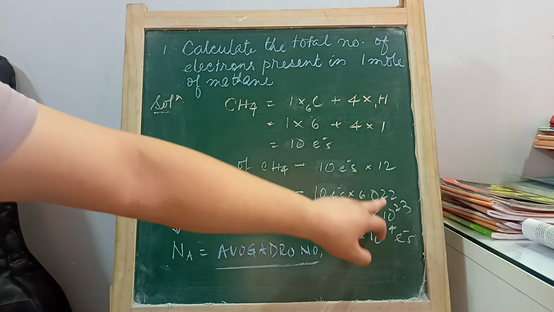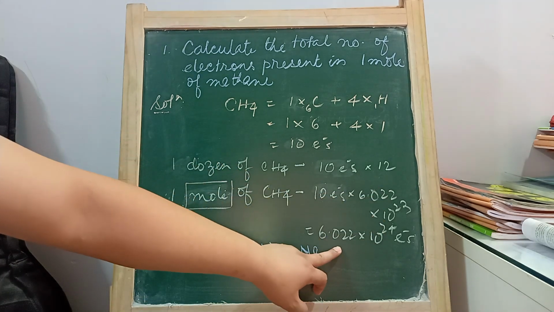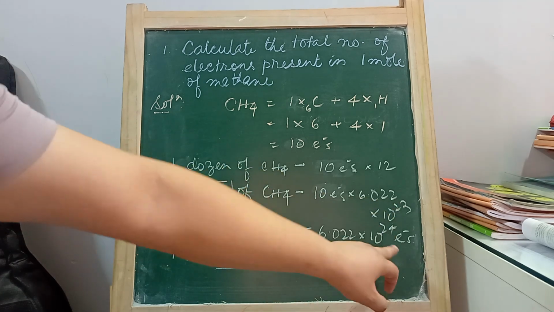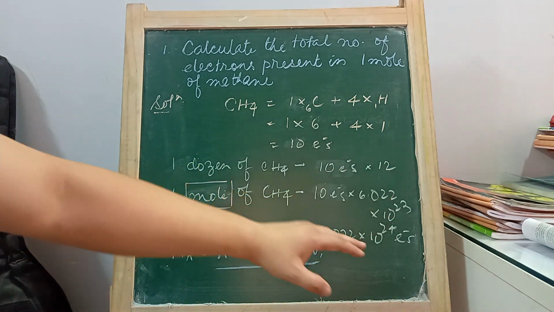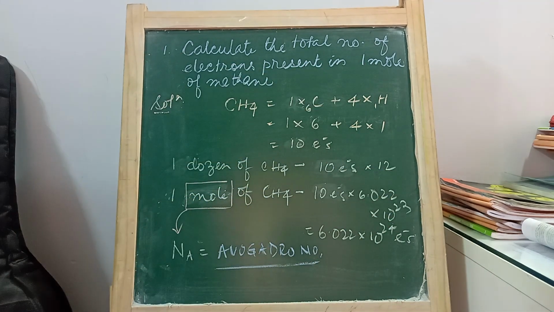So 10 multiplied by this, we'll keep it like this as a scientific notation, and 10 to the power 23 will become 10 to the power 24. So there will be 6.022 into 10 to the power 24 electrons in 1 mole of methane molecules. This Avogadro number is denoted by the symbol N_A. Avogadro number. Hope you have understood this.